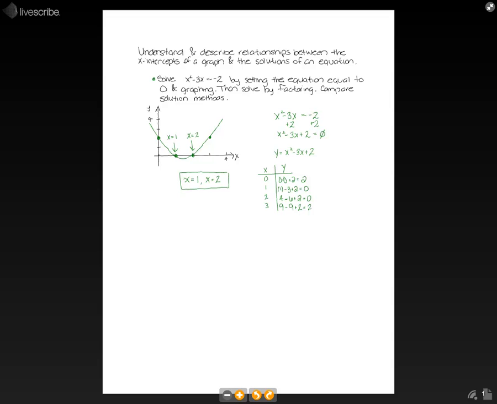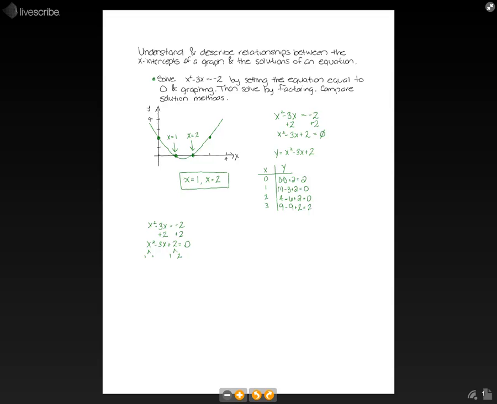Now we're doing the same thing, but with factoring. We're going to start with the same first equation. So we have x squared minus 3x equals negative 2. Add 2 to both sides, giving us x squared minus 3x plus 2 equals 0. Now we can factor, and we factor just like we usually do by looking at the coefficients and the signs. The coefficient of x squared is 1, so we just have 1 times 1. And the constant is 2, so it factors into 1 and 2.